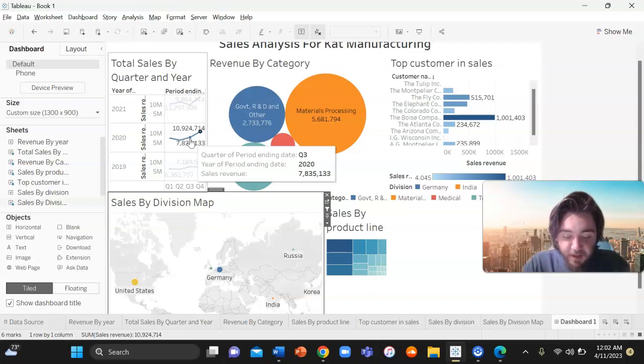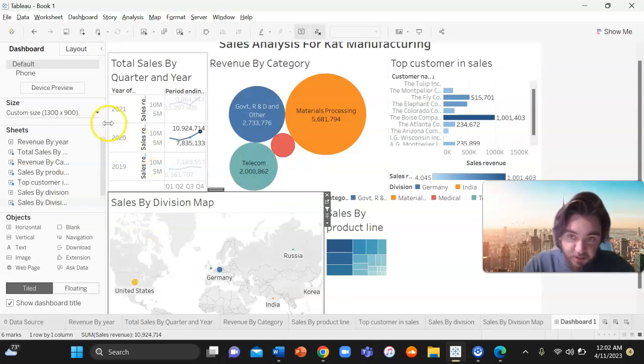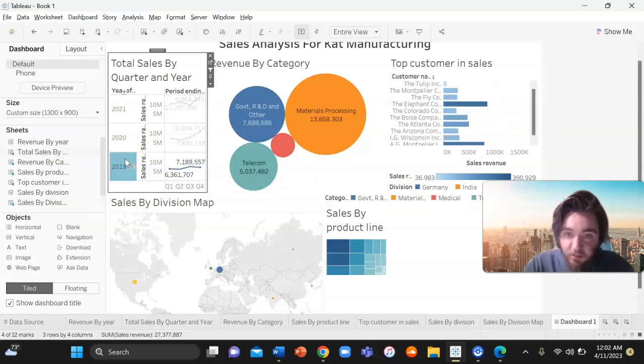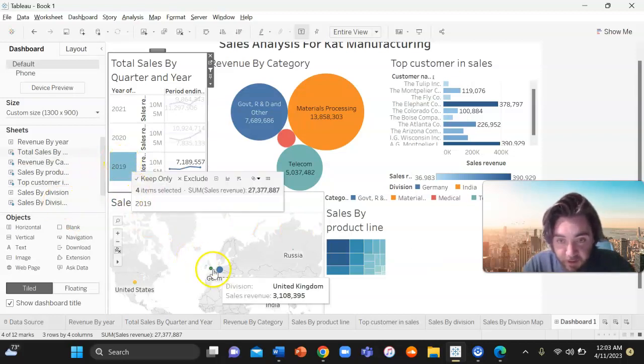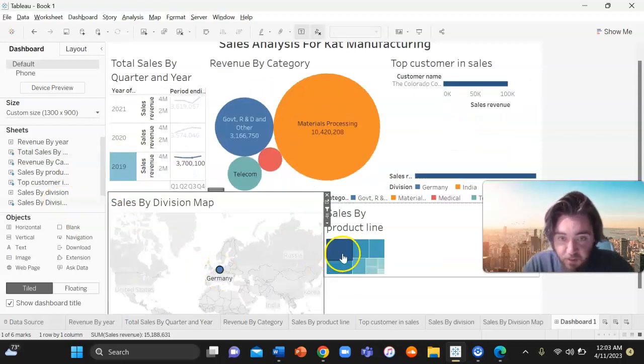The third question is which product line had the highest sales in 2020 or 2019 in materials. That was actually, let me select this. Here we go, 2019. It was actually Low IT here, as you can see. Now, continuing on, if you select Germany as well, that's also Low IT at the top of the product line for the German division in 2019, which is interesting because it's the same in both the general world and also in Germany.